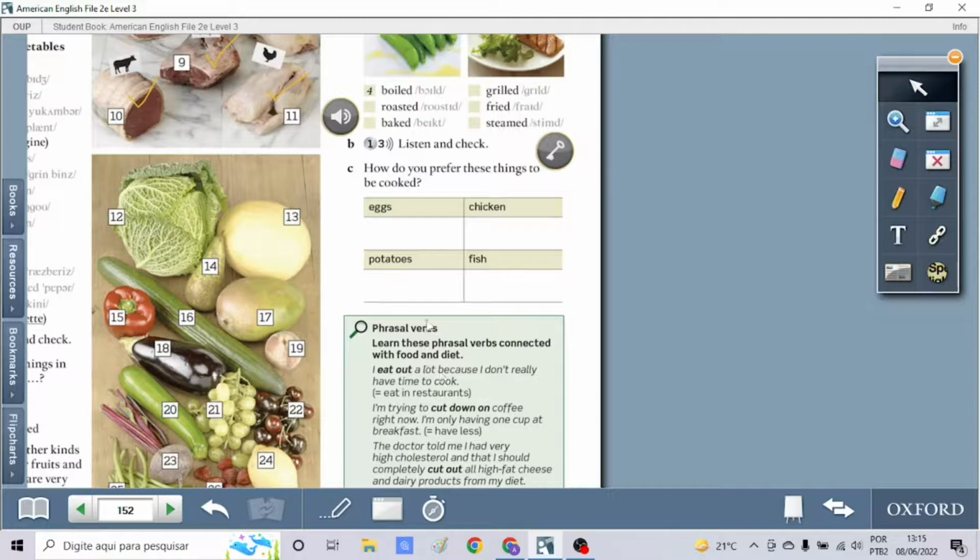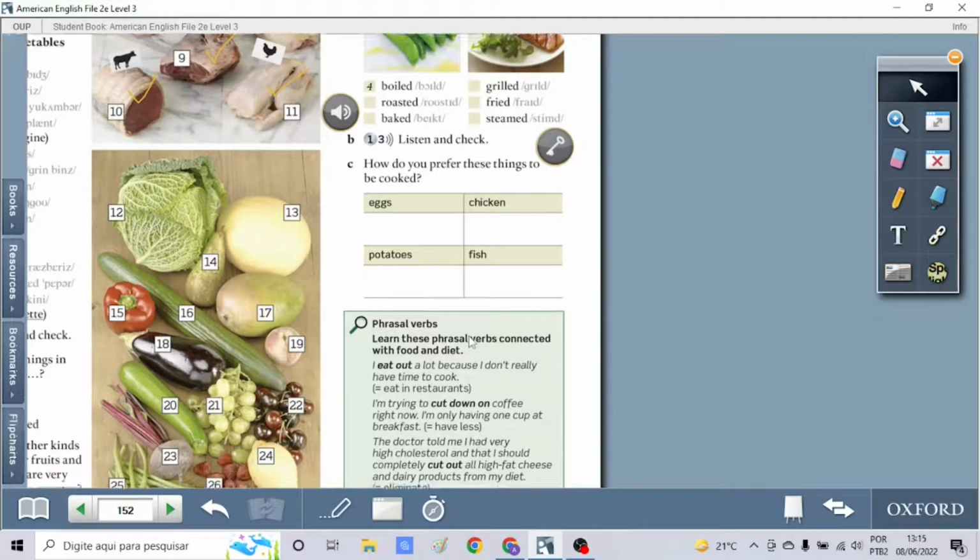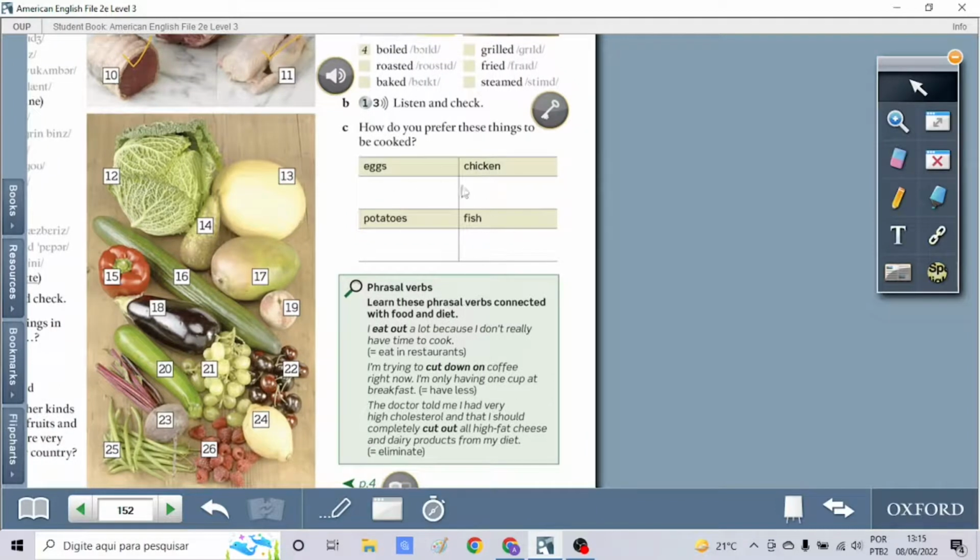Great. Now, you can try talking about your preferences using I like my eggs boiled. I prefer my potatoes baked. I like my chicken roasted. I prefer my fish grilled. Okay, so you can talk about your food, how you prefer your food this way.